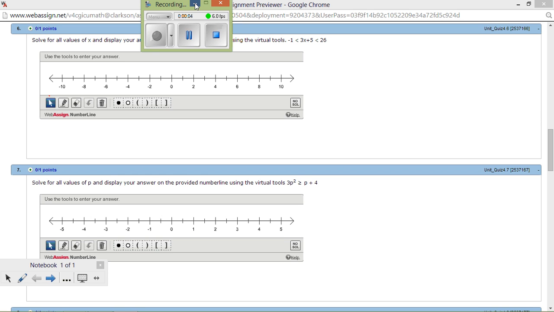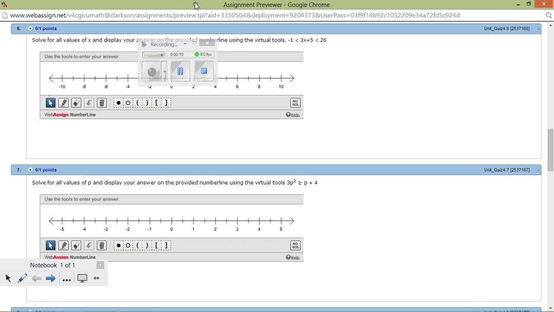Okay, these are video solutions to the Unit 4 test in the WebAssign Clarkson Math Refresher. And we're working primarily with inequalities in these virtual tools, but there are some questions that come back from other units on factoring and solving equations and working with radicals and things of that nature.